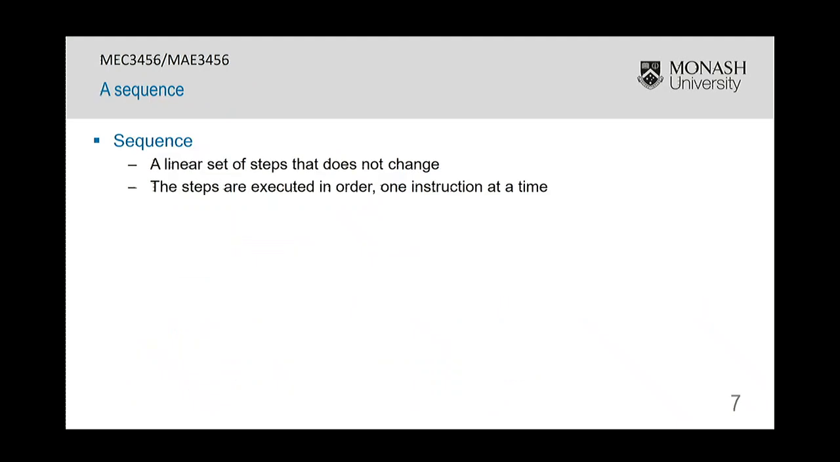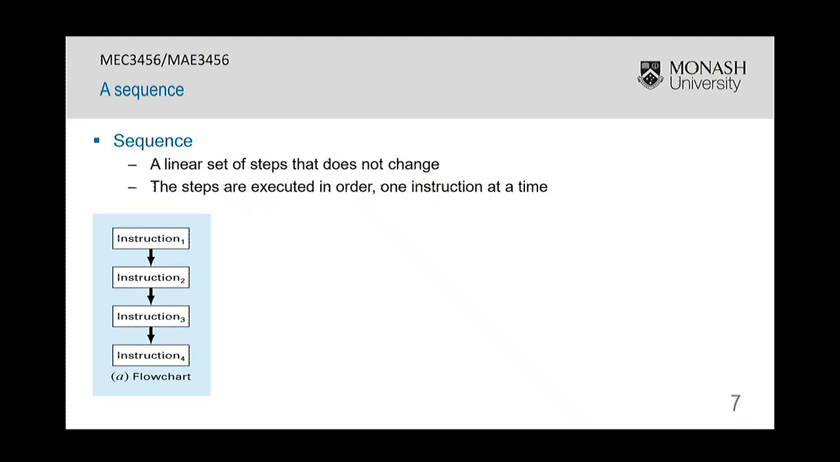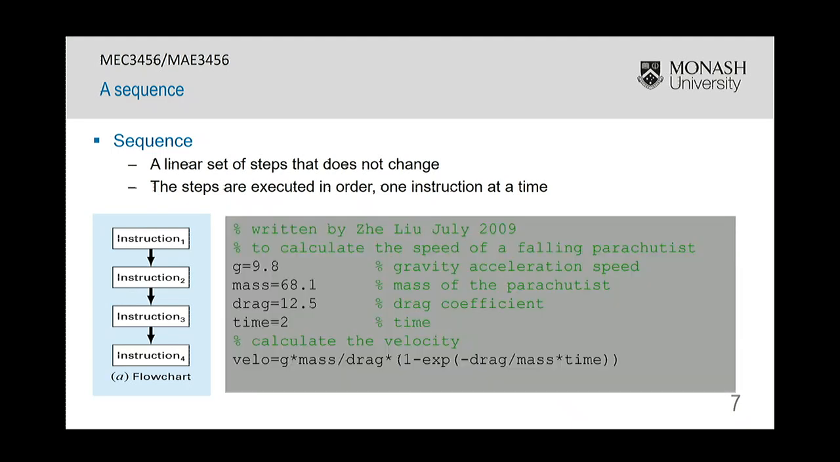So a sequence is a linear set of steps that never changes. In other words, every time you run this bit of code, you're going to do exactly the same things in exactly the same order. So something that looks like that, schematically in a flowchart diagram. And if, for example, we have a little bit of code here written by my colleague, we see that there's 1, 2, 3, 4, 5 lines of code. Every time this bit of code is run, these are executed in exactly the same way.